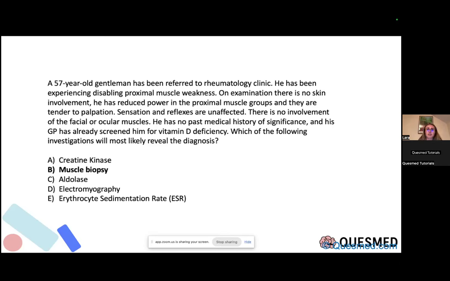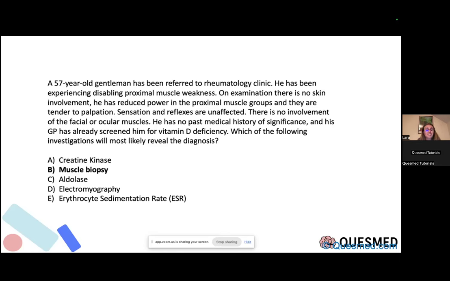So this is a 57-year-old man. He has proximal muscle weakness. There is no skin involvement, and he has reduced proximal power. He has no past medical history of significance and has already been screened for a vitamin D deficiency. That's good, isn't it? What is this most likely to be? I imagine almost 85, 90% of people know that this is polymyositis. This is not dermatomyositis, because there aren't any of your telltale dermatological signs, but this is polymyositis, which is basically an autoimmune mediated muscle problem.